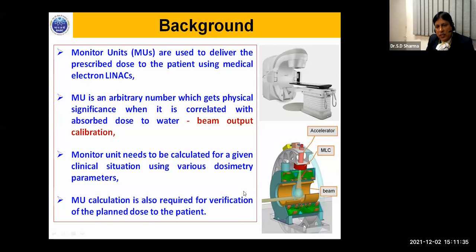Monitor unit calculation is also required as one of the quality control tools for treatment plans. Say, for example, somebody has done a plan and wants to verify whether the treatment planning system has given the required number of monitor units so that the required dose is delivered to the patient. This could be done by calculating monitor units for some of the situations. However, it is not applicable for all cases because usually this work is done manually.